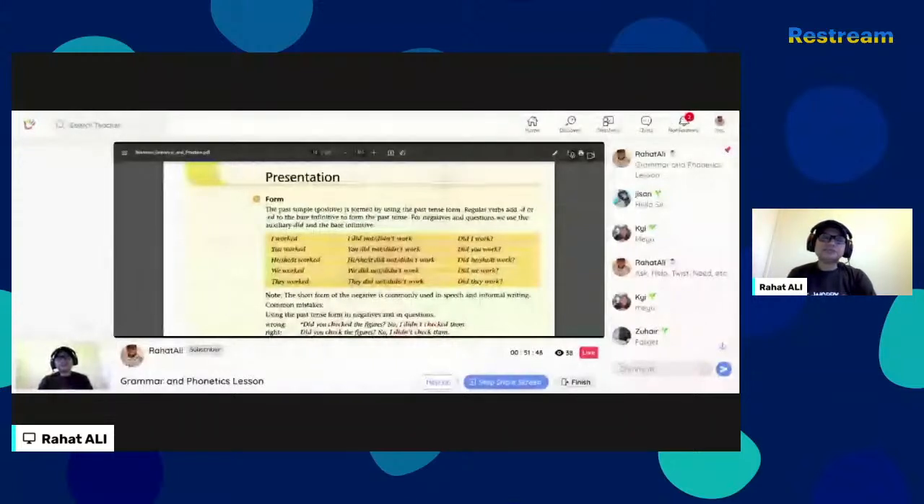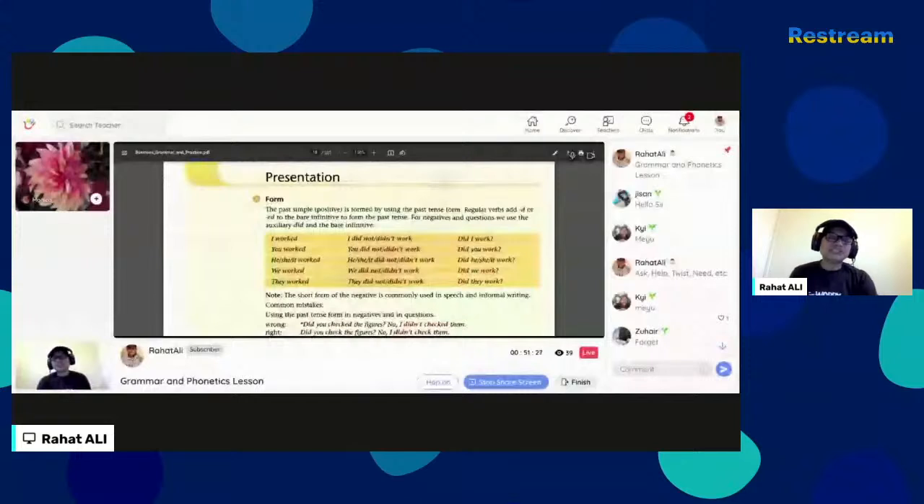Very good. So the past simple positive form is formed by using the past tense form. Regular verbs add d or ed to the bare infinitive to form the past tense. For negatives or questions, we use the auxiliary did with the bare infinitive.